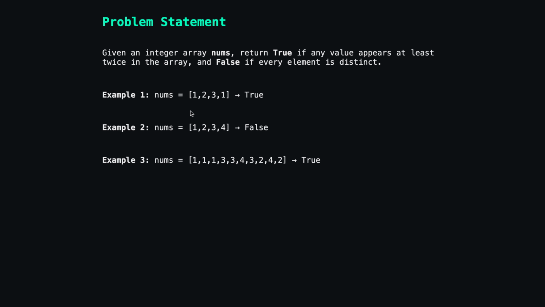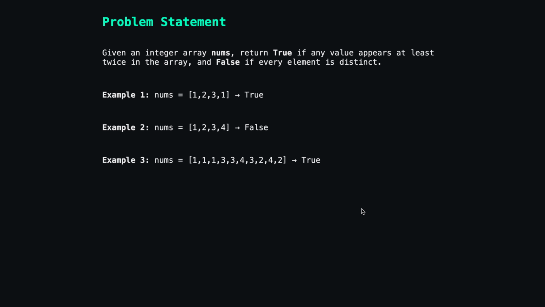So for example, if the input is this, 1, 2, 3, 1, output will be true because 1 appears twice. Similarly, if input is this, 1, 2, 3, 4, output will be false since all the numbers are unique in this array. And if the input is this, then the output will be true again because multiple duplicates exist in this array. So essentially, this is a problem of checking whether duplicates exist in the array or not.